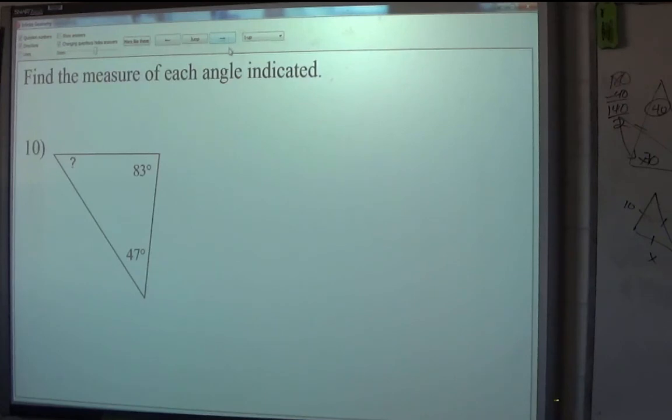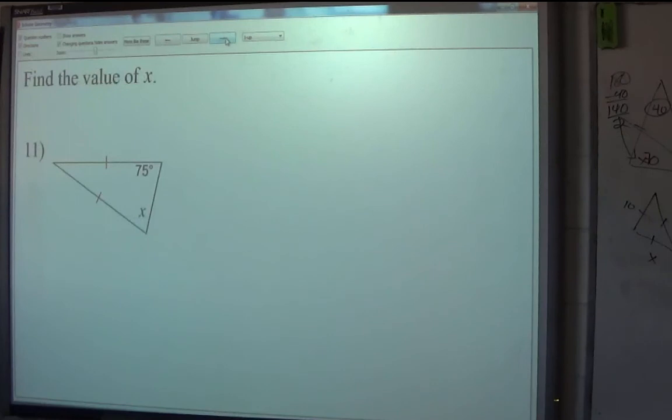Okay? Godby, what theorem are we using? So if you were in a proof and we said that this angle must equal 50, that would be the triangle sum theorem. Okay? How about here? What does x equal? 75. Why? The base angle theorem. How about here? 60. Why? Equilateral. It's equilateral, equiangular.